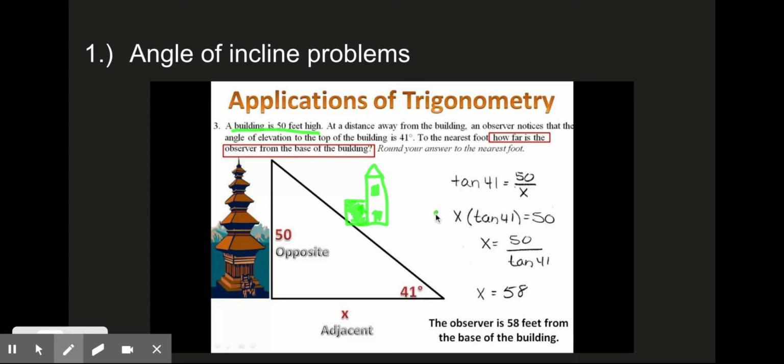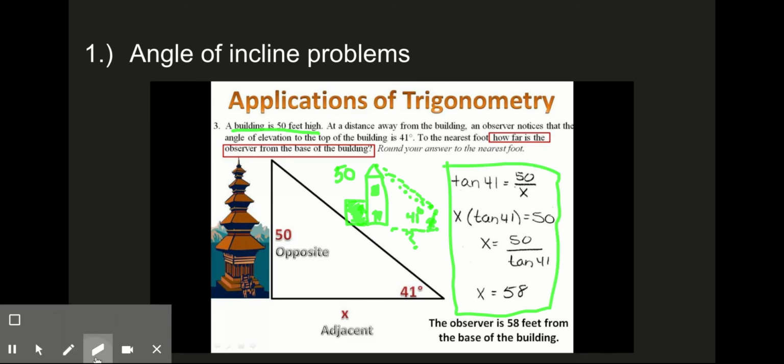Okay, and then there's this person standing over here, and they say, I'm using this little device, like you ever see people doing construction, they've got those sights. I'm already forgetting the word for it as I'm recording a video. But the idea is that they say, I'm noticing when I look up, it's a 41 degree angle to get to the top of this 50-foot tall building. Well, how far am I from the building? I'm solving for a missing side. It's just a triangle where I say, okay, opposite, adjacent, it's tangent. The tangent of 41 is 50 over x. I've solved these problems plenty of times. So that's angle of incline.